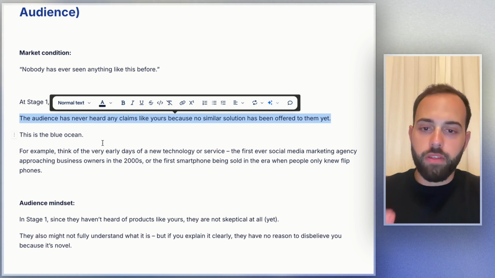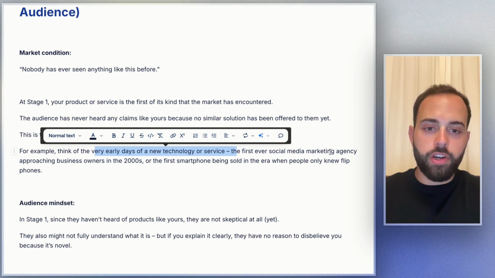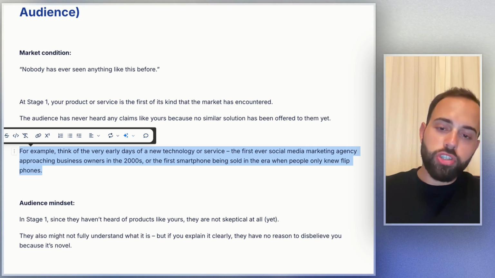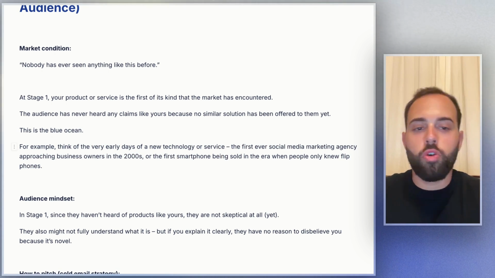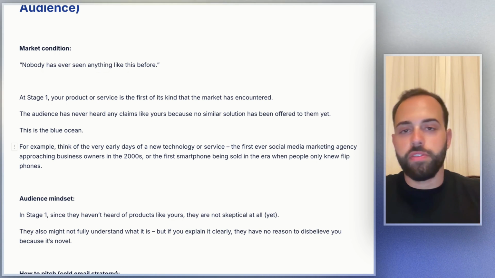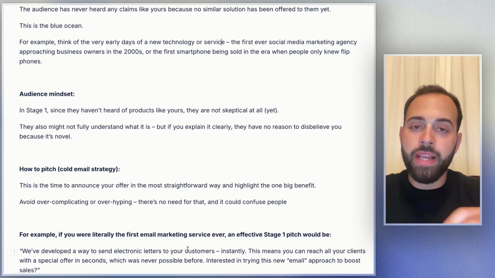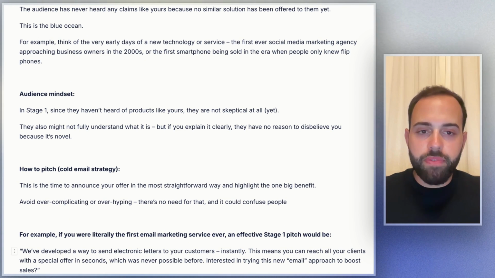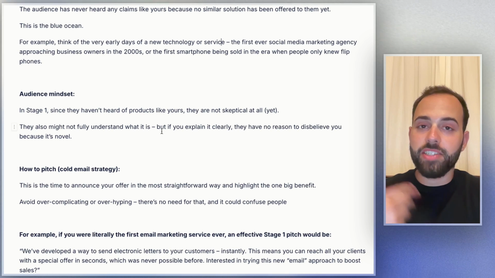So, for example, think of the very early days of new technology or digital services. The first ever social media marketing agency, aka an SMMA, approaching business owners in the 2000s, or the first smartphone being sold in the era when people only knew flip phones. So that was considered an unsophisticated market at the time. Now, the audience's mindset in an unsophisticated market, also known as stage one, is that they are not skeptical at all, at least for now. And that's because they haven't heard of products like yours before, so they have no reason to disbelieve you.